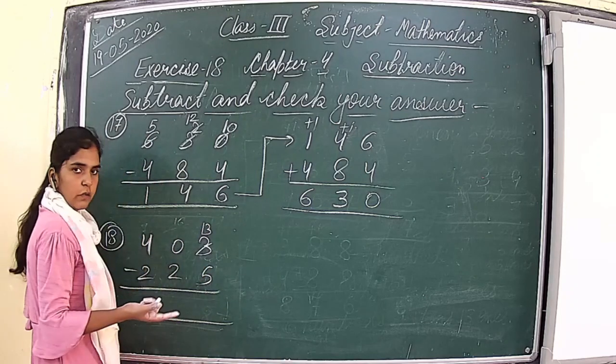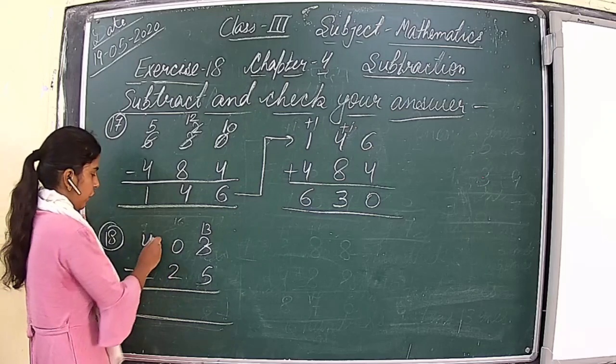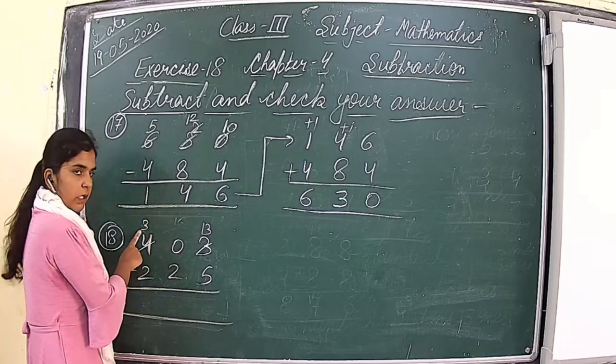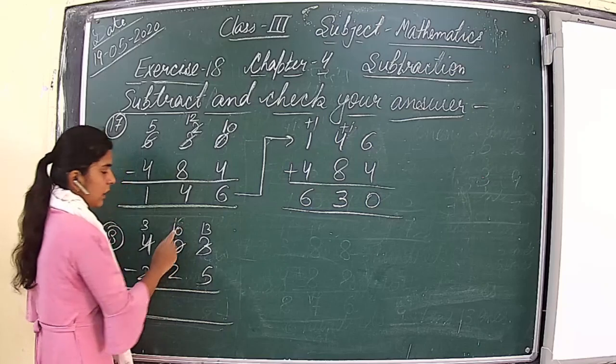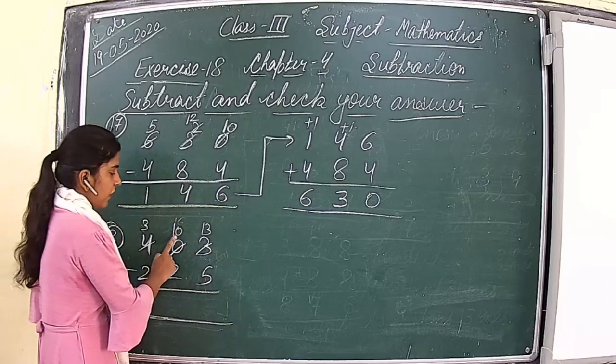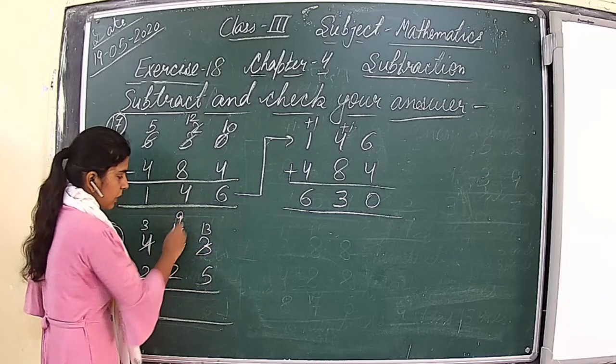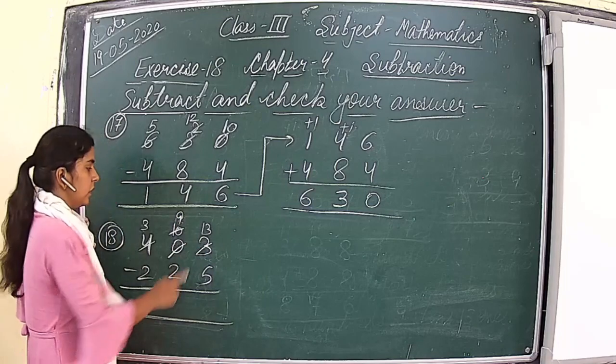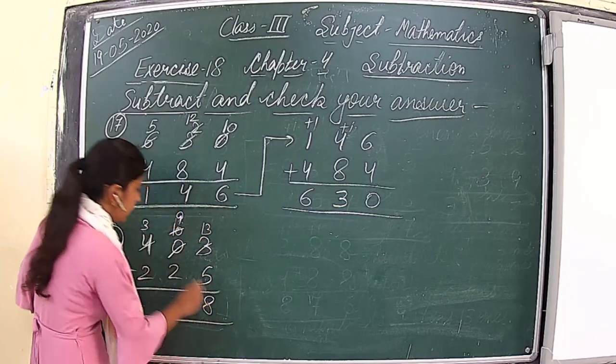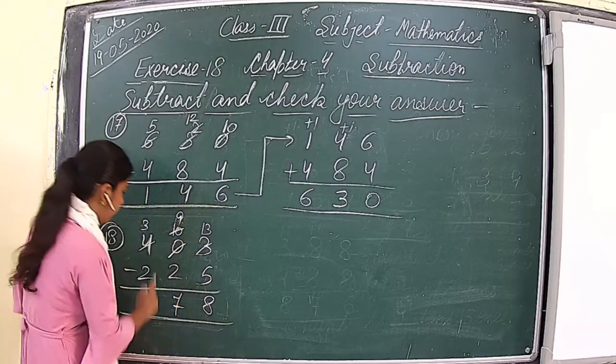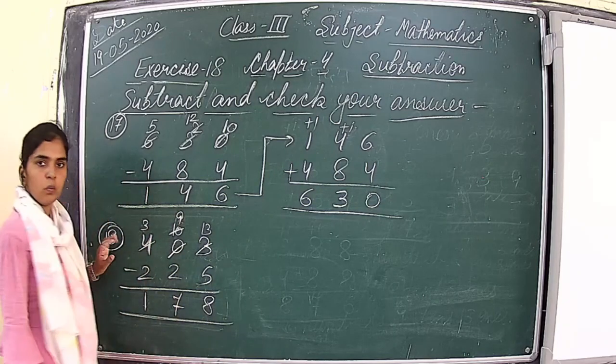See, 0 cannot give borrow, so I told you 0 will take one borrow from 4. So it will become 3 and this 0 will become 10. When this 10 gives borrow to 3, 10 will become 9. Right? So 13 minus 5, 8. 9 minus 2, 7. 3 minus 2, 1.